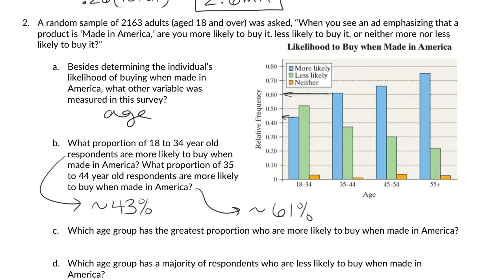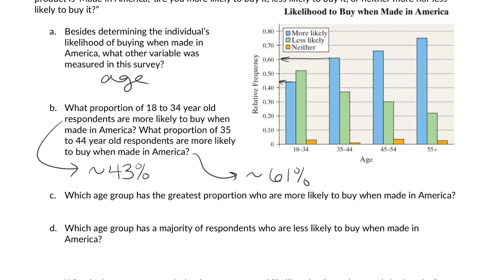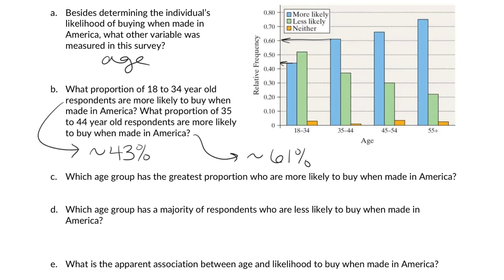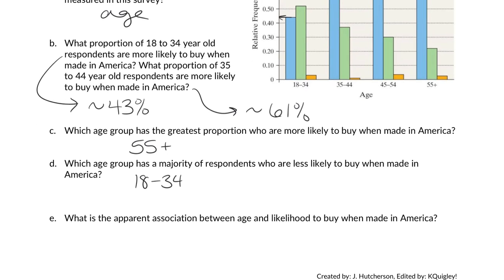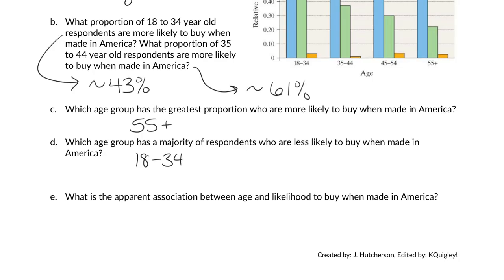And again, because we split this by age group, we can answer the questions below. Which age group has the greatest proportion who are more likely to buy when made in America? 55 plus. There were way more people in that category who responded with the blue, more likely. Which age group has a majority of respondents who are less likely to buy when made in America? 18 to 34-year-olds. And since we split this by age, we were able to make some sort of association here. What is the apparent association between age and likelihood to buy when made in America?